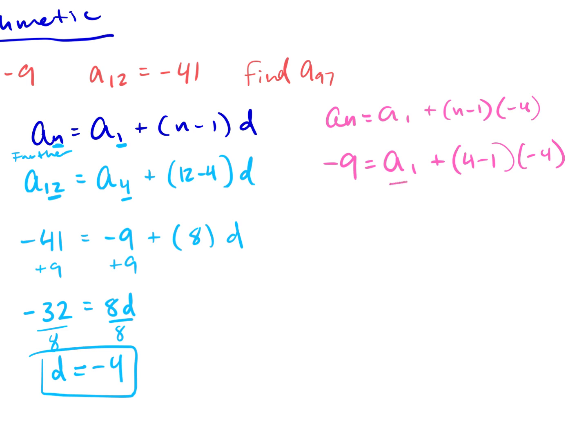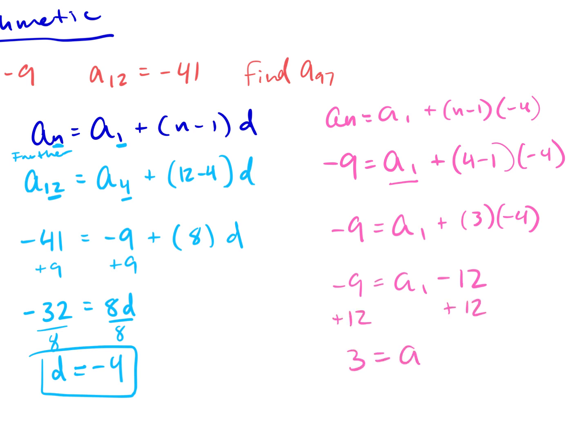Now we're just solving for a sub 1. So negative 9 is equal to a sub 1 plus 3 times negative 4. So a sub 1 minus 12. So we add 12 to both sides. So 3 is equal to a sub 1.